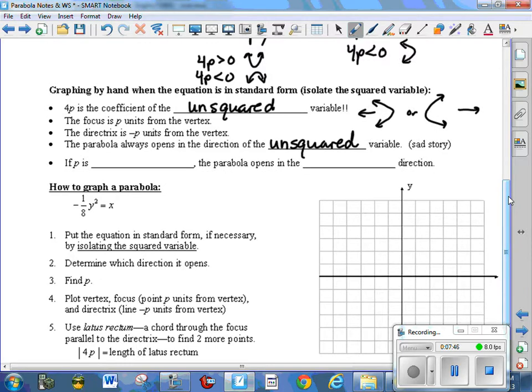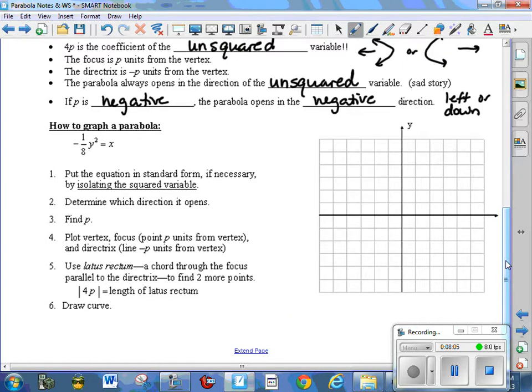The next thing we want to say, if p is negative, the parabola opens in the negative direction. Negative for x would be left. Negative for y would be down. Okay.